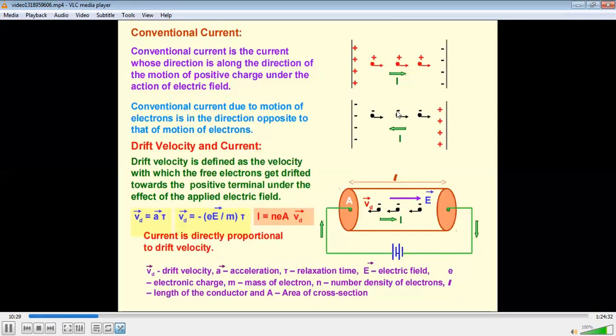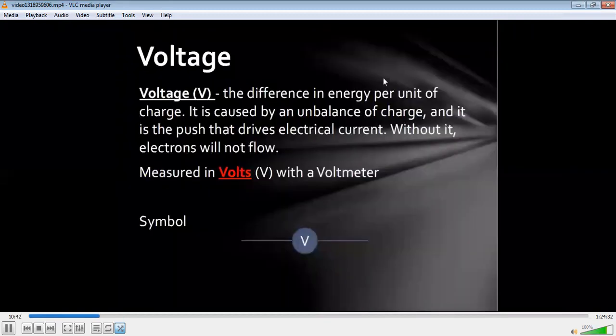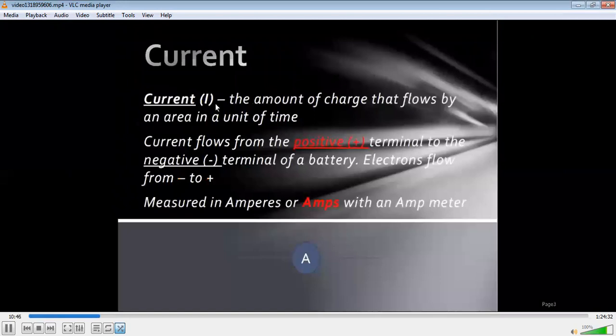Conventional current, due to the motion of electrons, is in the direction opposite to that of the motion of electrons. So the current is the amount of charge that flows by an area in a unit of time. Connecting to this, electric current flows from the positive terminal to the negative terminal of a battery. Electrons flow from negative terminal to positive. You have to remember this, and it is measured in amperes or with an ammeter.